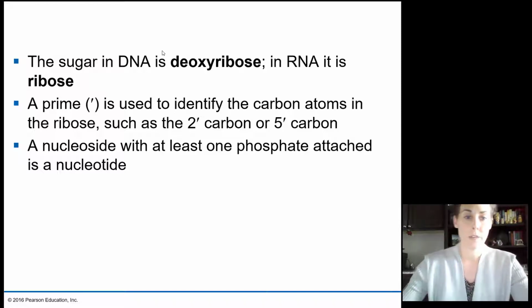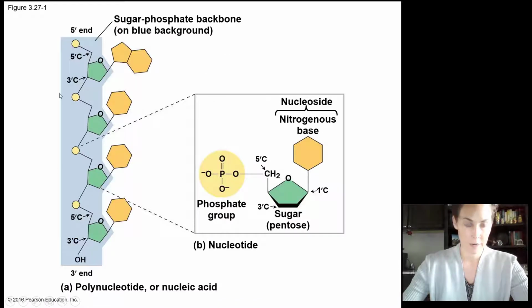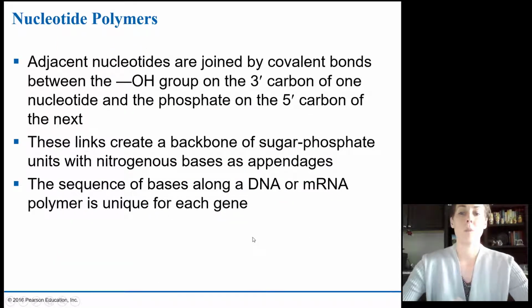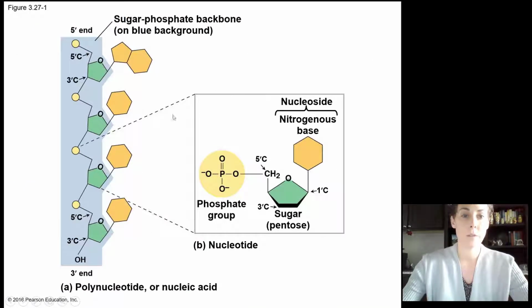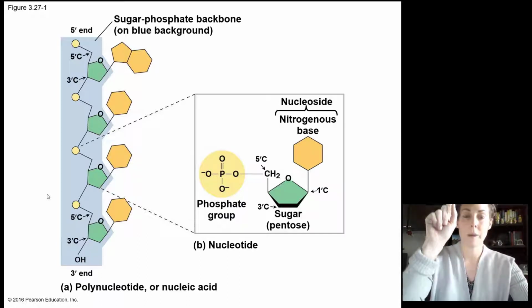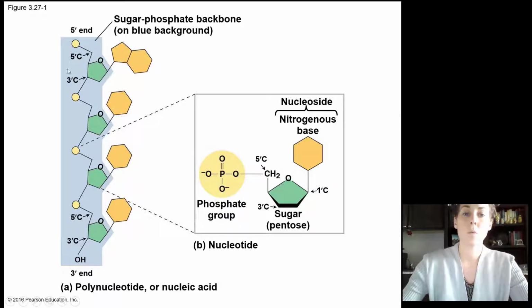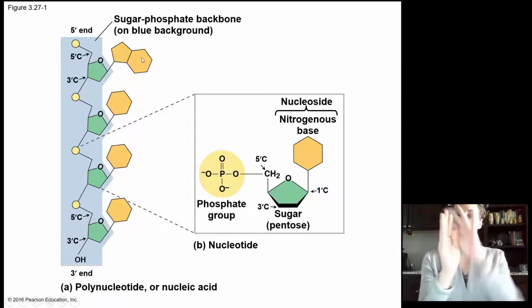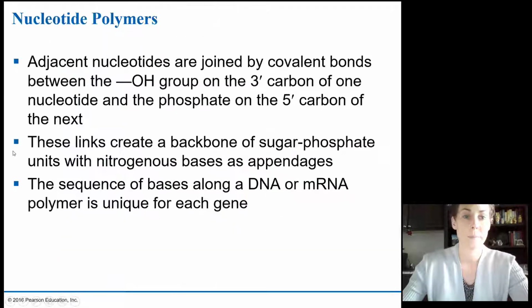A nucleoside with at least one phosphate attached is a nucleotide, we already kind of talked about that. So you have your backbone, sugar phosphate backbone. Sticking out are your nitrogenous bases, and there will be another strand that will go 3' at the top and 5' at the bottom, and it will link these nitrogenous bases. These bases will link with one another, making it twist and do that double helix.